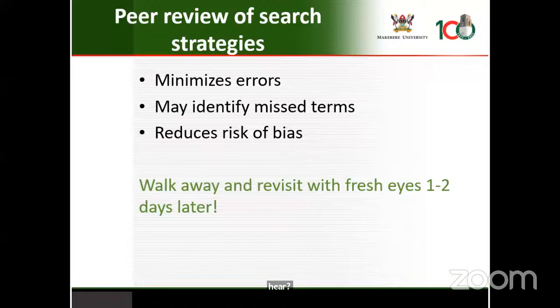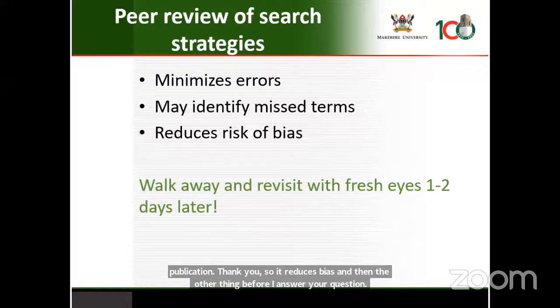Okay, so the peer reviewing of such strategies minimizes errors. It may identify missed terms, as I've already mentioned, and it reduces the risk of bias. We talked about publication bias. So it reduces bias. And then the other thing before I answer your question, walk away and revisit with fresh eyes.